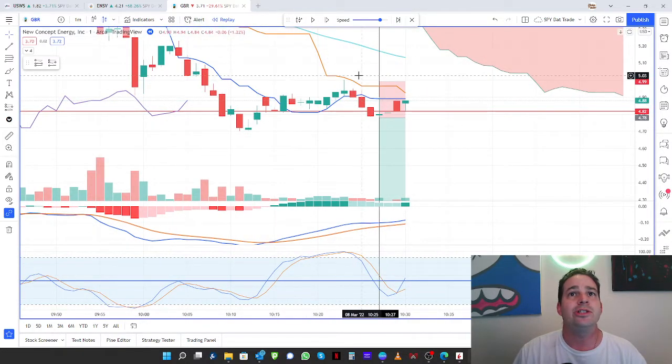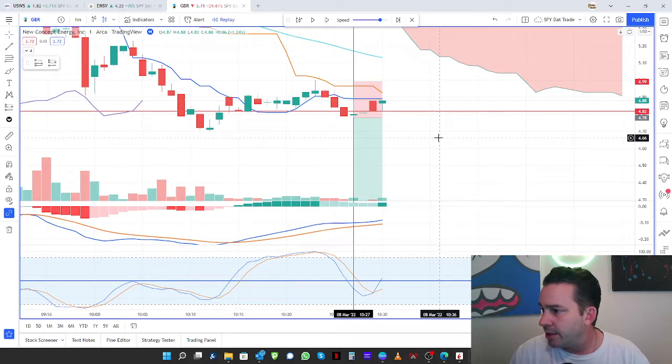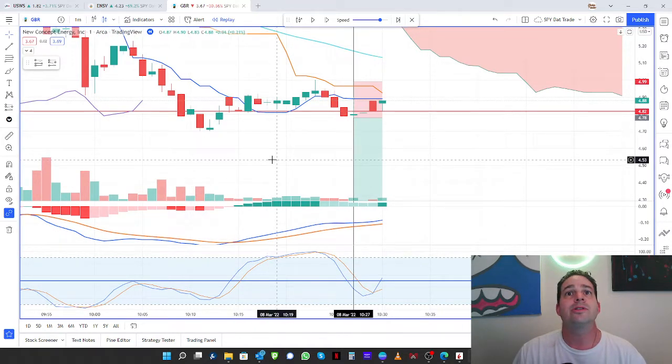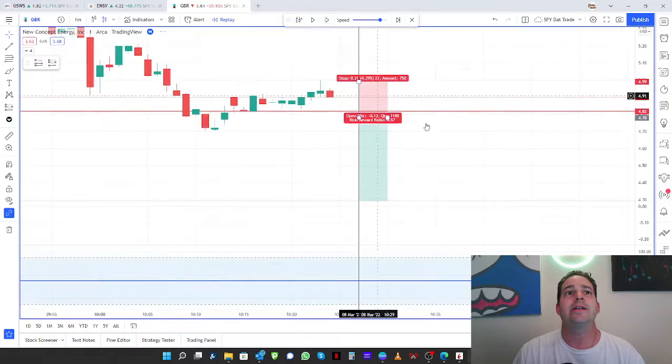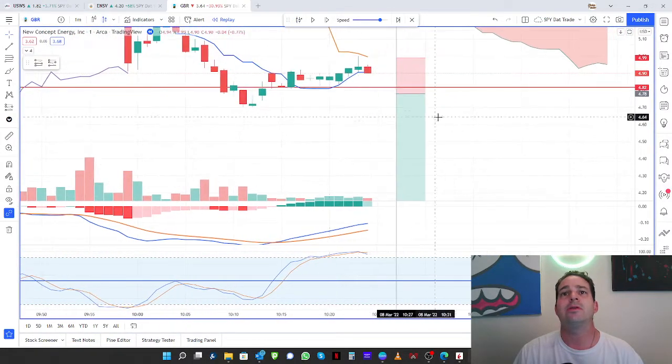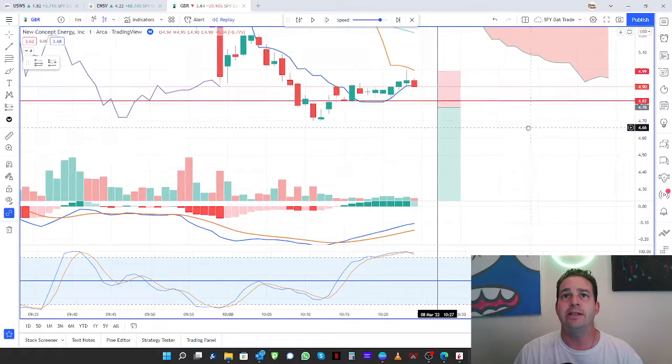So we're going to get to GBR here. I don't want this recording to be too long, so I'm trying to speed it up. Anyways, let's take a look on this next candle. I just like to show why I'm looking at getting into this.